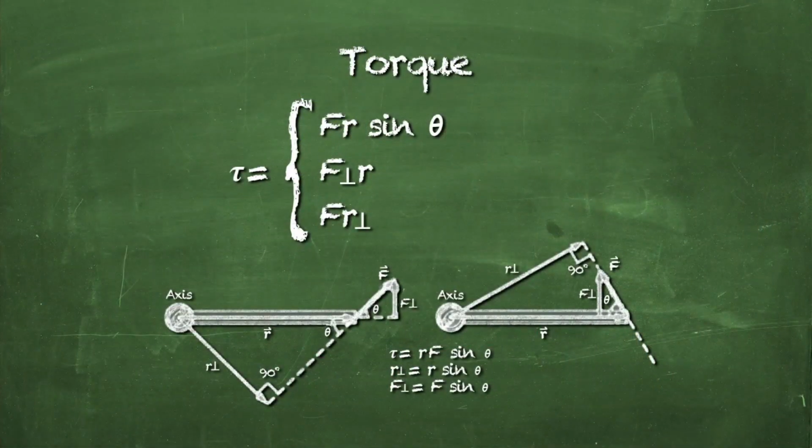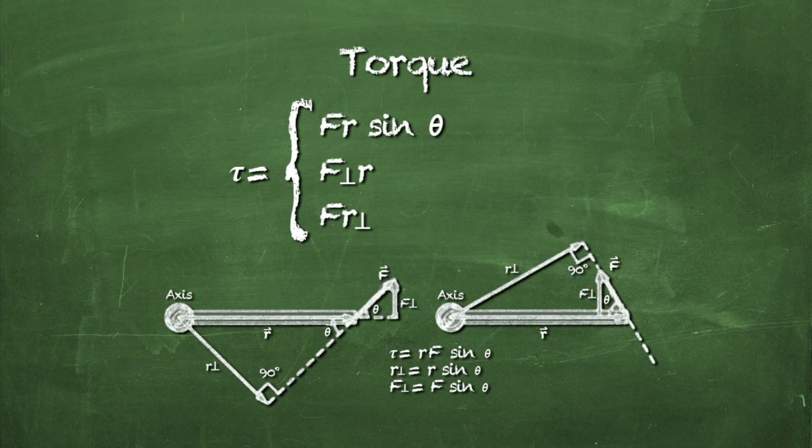We will symbolize force with an F, the distance that you apply the force from the pivot point by R, and we'll make theta be the angle between the force vector and the line from the point where you apply the force to the pivot point, or the axis. And torque is then equal to the radius times the force times the sine of the angle between the force and the direction to the pivot point.